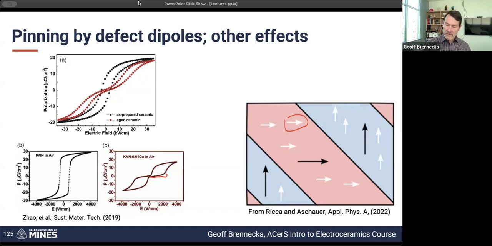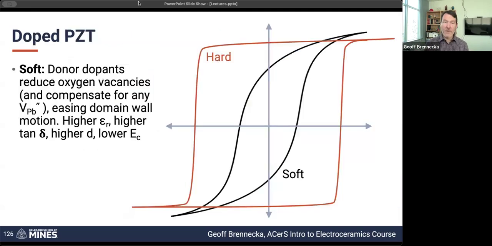And so if you have these kinds of defect dipoles built in, that gives you an additional way of engineering how the material is going to respond under field. So it can be a good thing, it can be a bad thing. They're going to be there. So you just need to know how to deal with it.